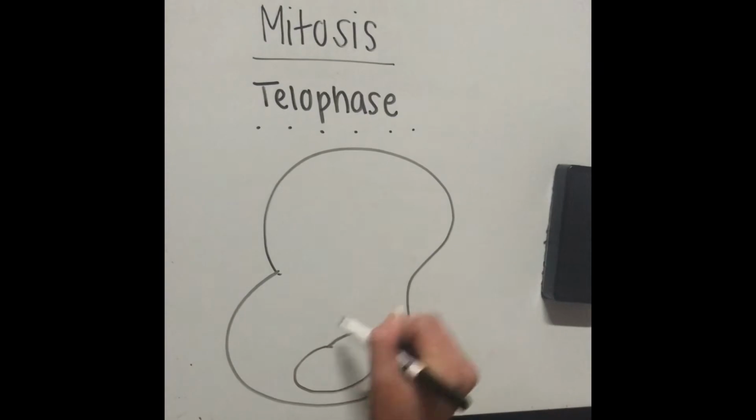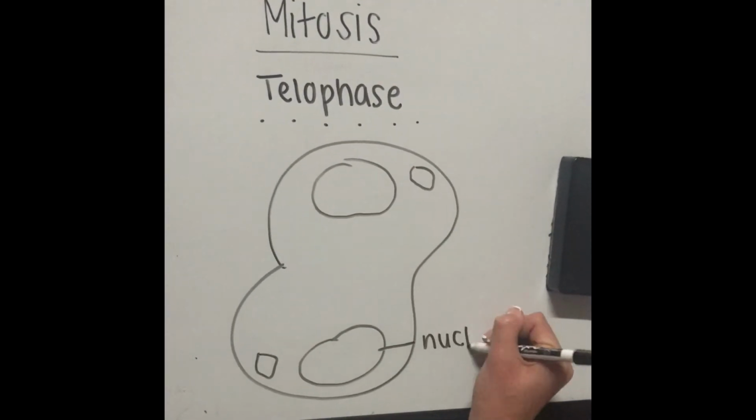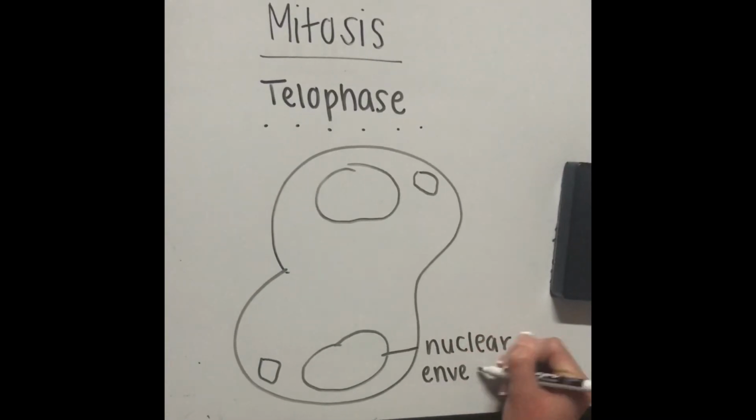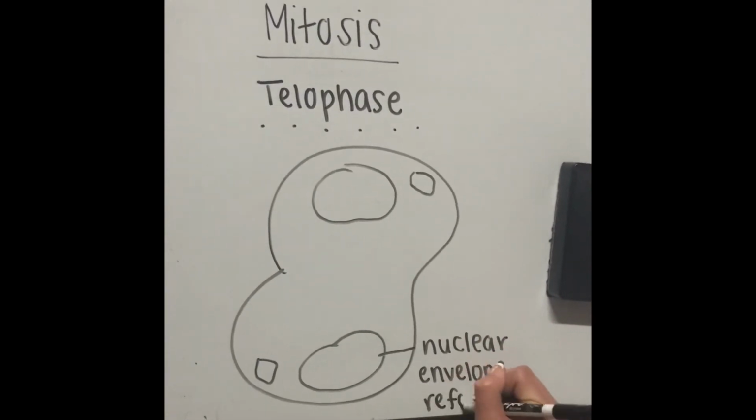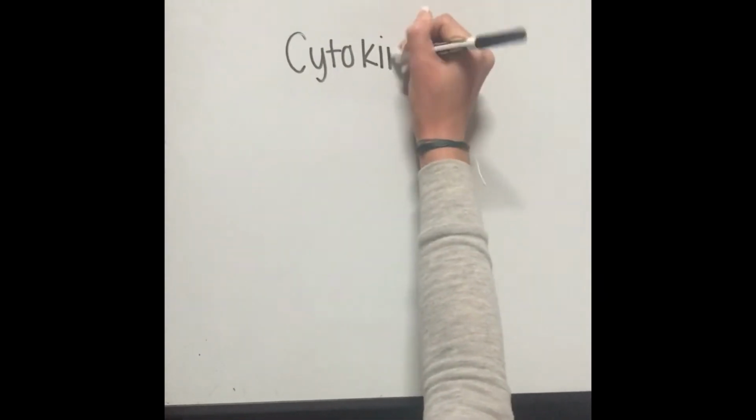Now to telophase. Notice how the shape is no longer circular. This is because it is preparing for cytokinesis, where the cytoplasm splits. Telophase is when the nuclear membrane starts to reappear. Now we start cytokinesis.